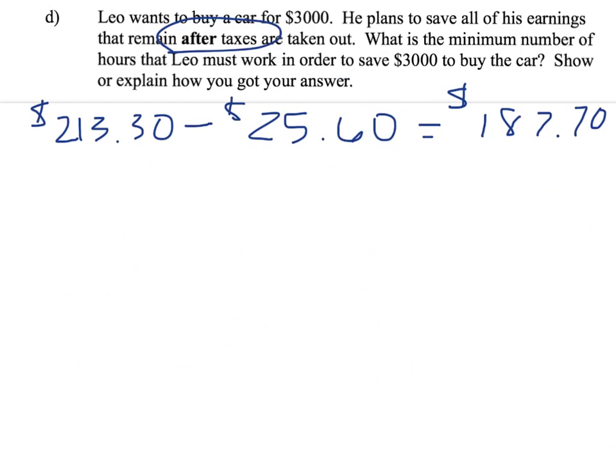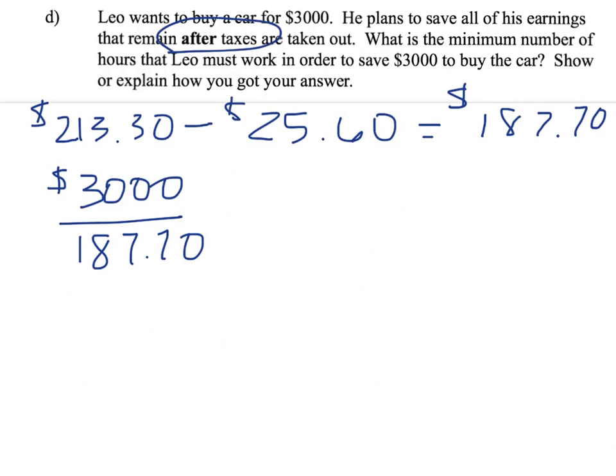So if he's saving $187.70 per week. How many weeks is it going to take them? So if I take my $3,000 and divide by $187.70, it's going to tell me approximately how many weeks. And I'm going to speed the process up because the video is getting a little long. It's approximately 15.98 weeks. Well, he has to work that extra 0.02. So technically in the real world, he's going to have to work 16 weeks to save that much money.